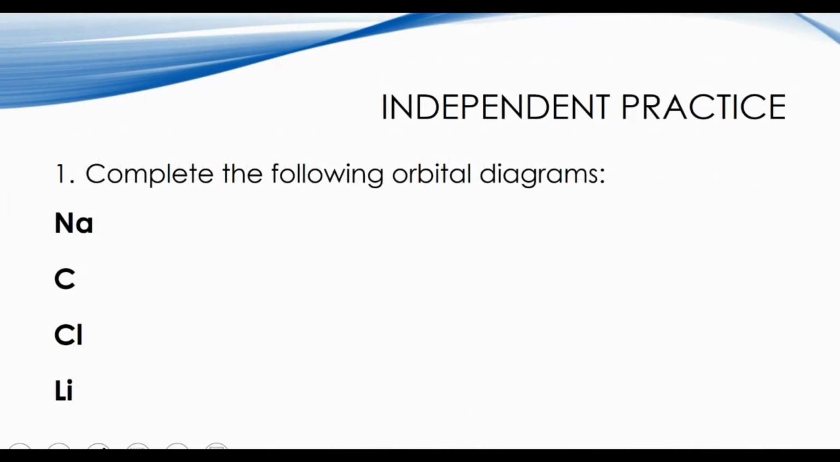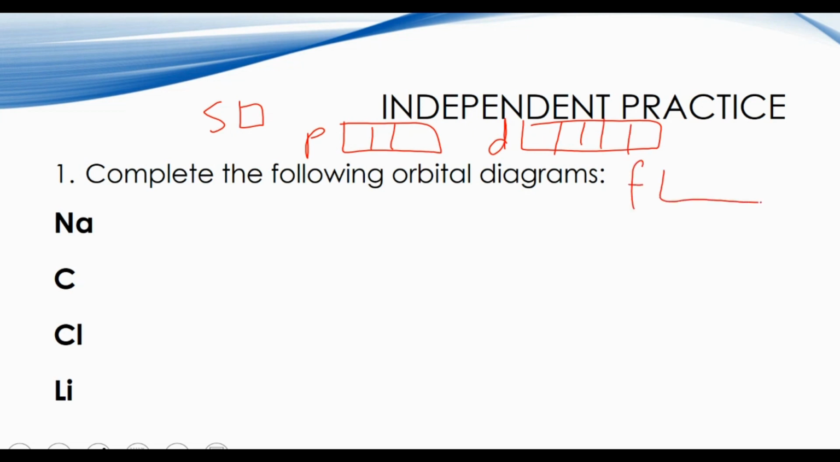Now let's look at trying to write them ourselves. So my recommendation here is going to be, first, write the entire electron configuration, and then simply write the orbital diagrams, because you know that any s sublevel is going to have 1 orbital, p sublevel is going to have 3 orbitals, d sublevel is going to have 5, and then the f sublevel is going to have a total of 7.